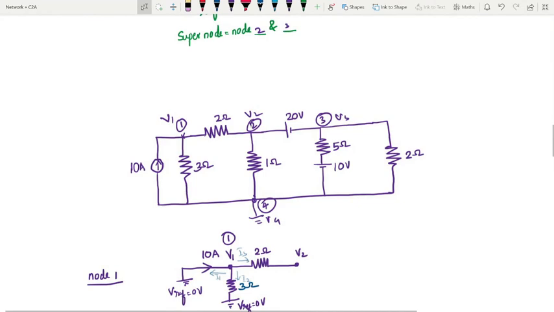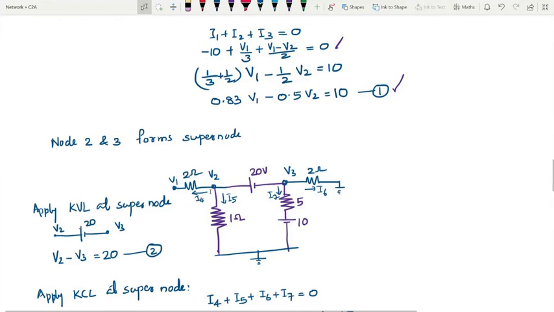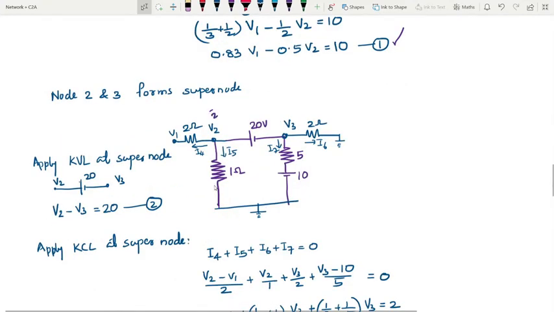Here we can see that node 2 and node 3 form a super node, which I am drawing separately here. This is node 2, this is node 1, and this is node 3. This is node 4, the reference node, so the potential V4 is equal to 0 volt. When we take this super node alone, we can write down the voltage equation. From here it is very clear that V2 minus V3 is 20 volt. Suppose the situation is like this: this is V2, this is V3, and this is 20 volt.